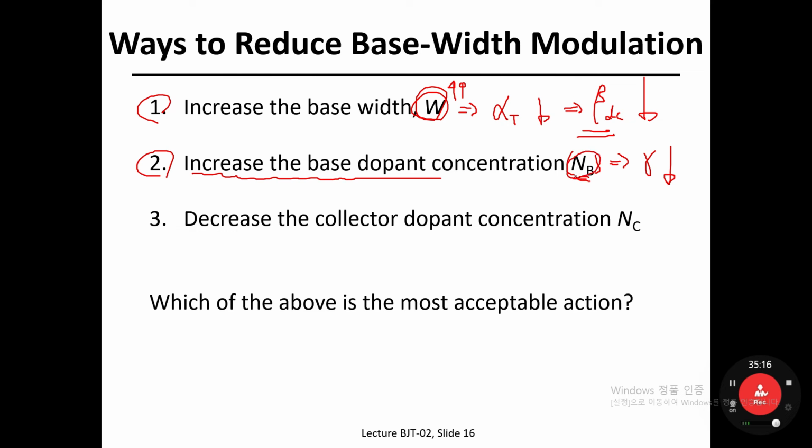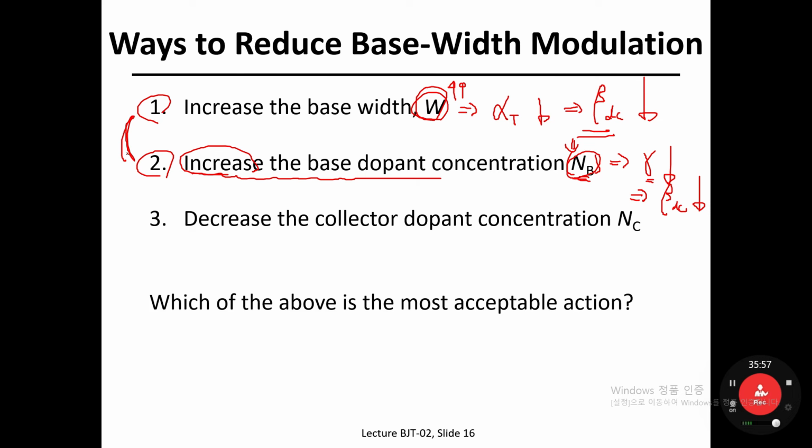But your electron concentration in base would be mainly determined by doping concentration in base. But since your N sub B has been increased, the injected holes from emitter would be more aggressively recombined with electrons in base. So that is bad news in terms of gamma or emitter efficiency. So in the end, since your gamma is degraded a lot, your beta DC is also hurt a lot. So that is not the best option in terms of reducing base width modulation.